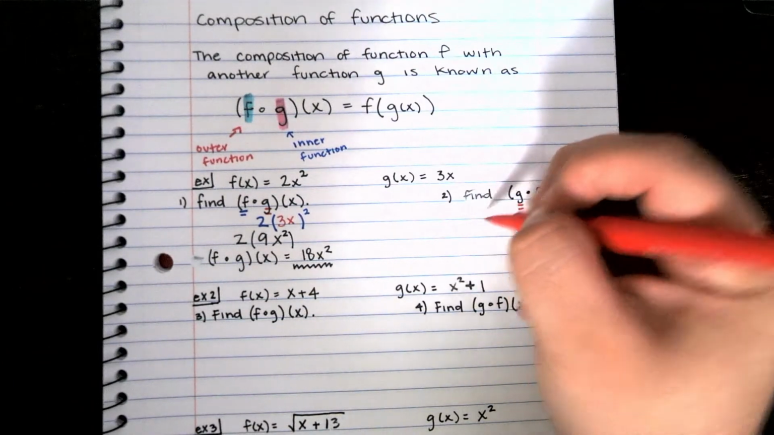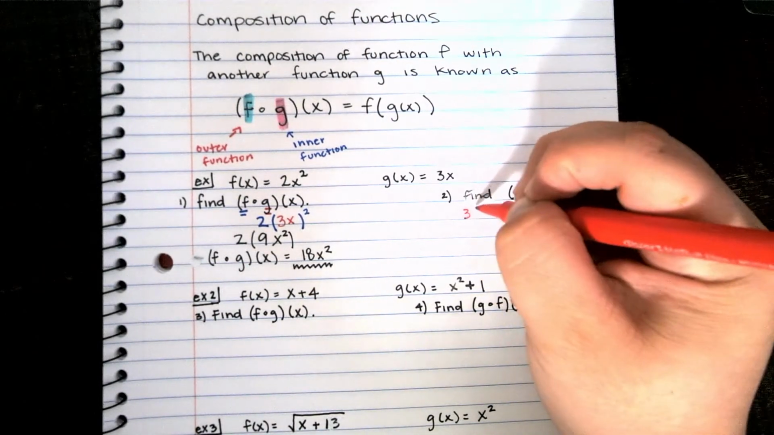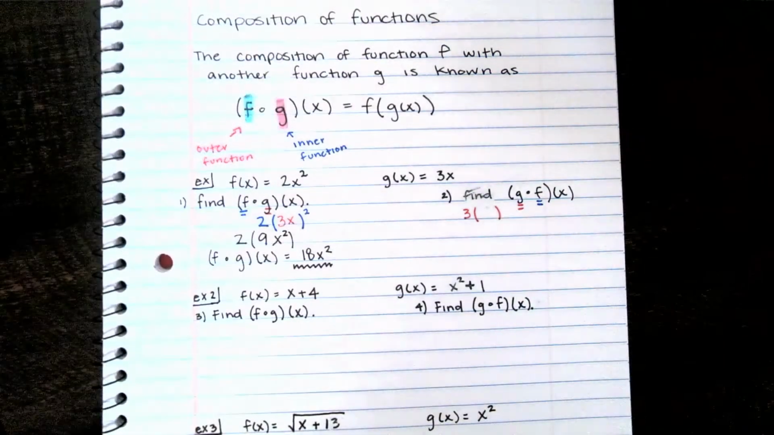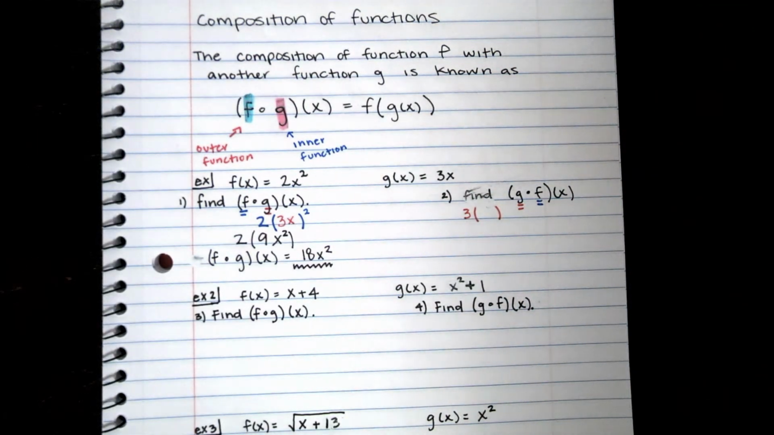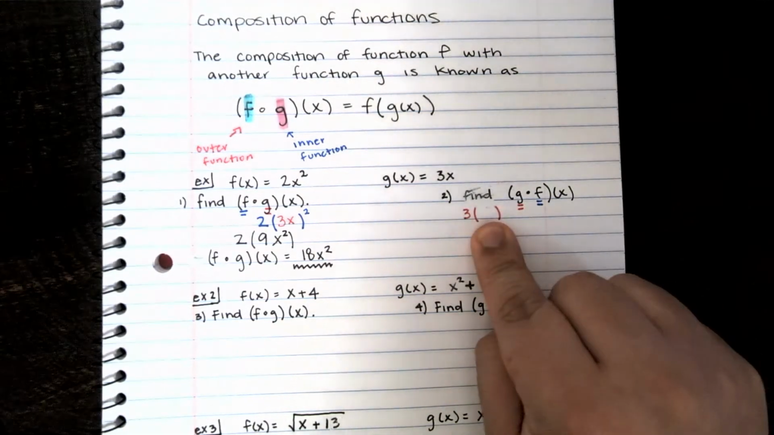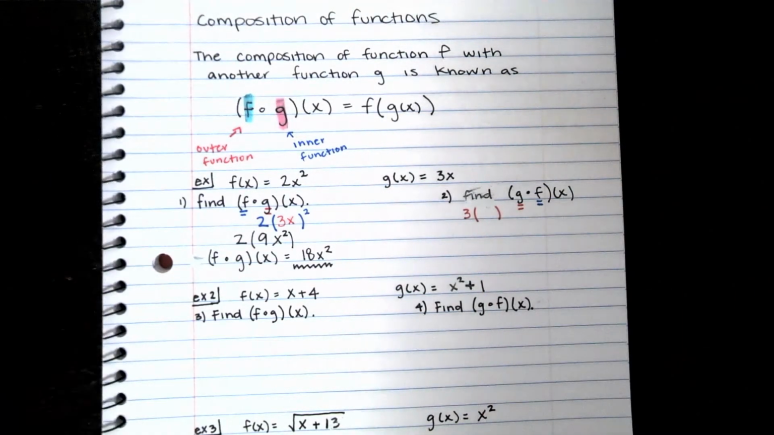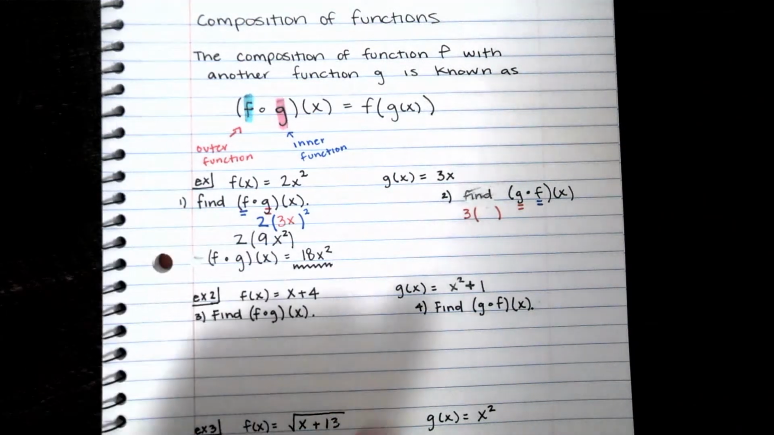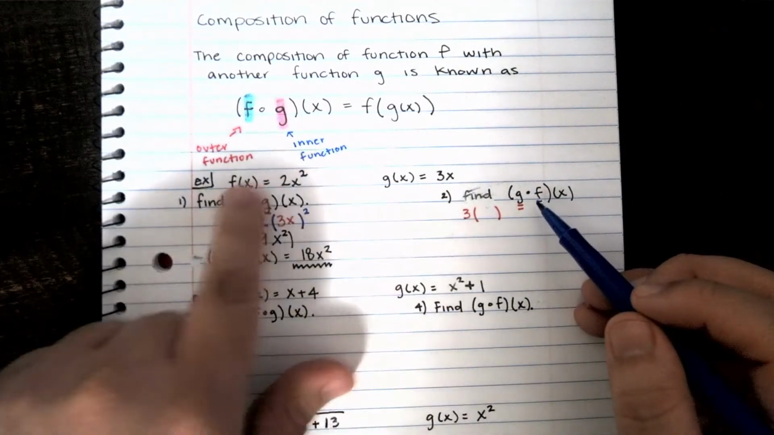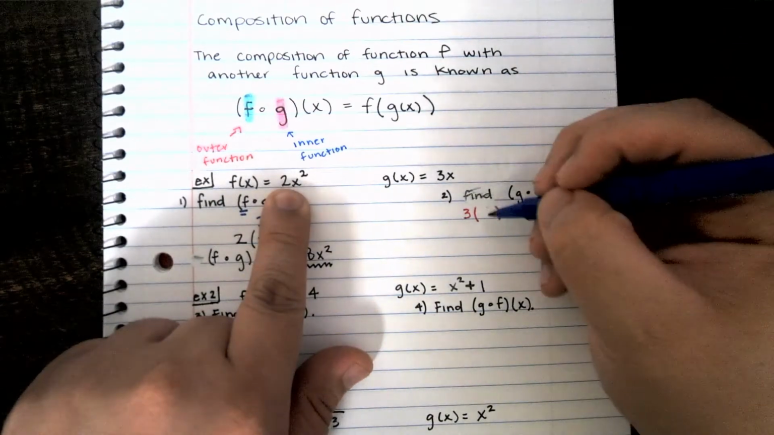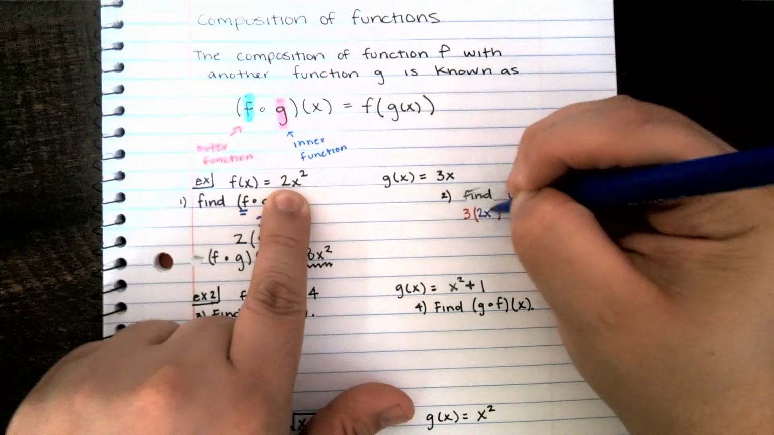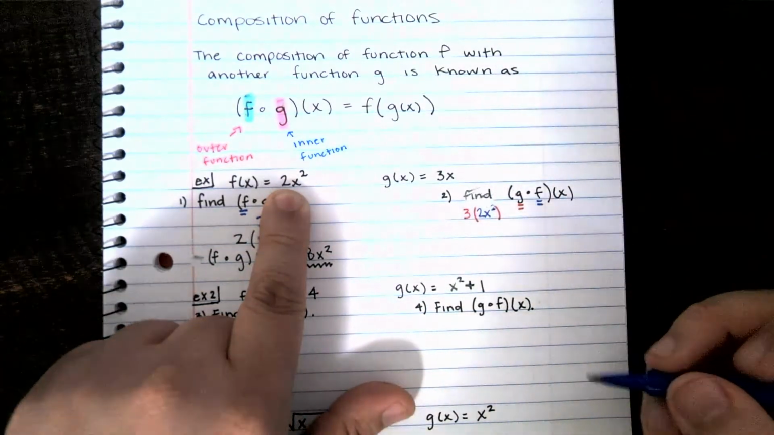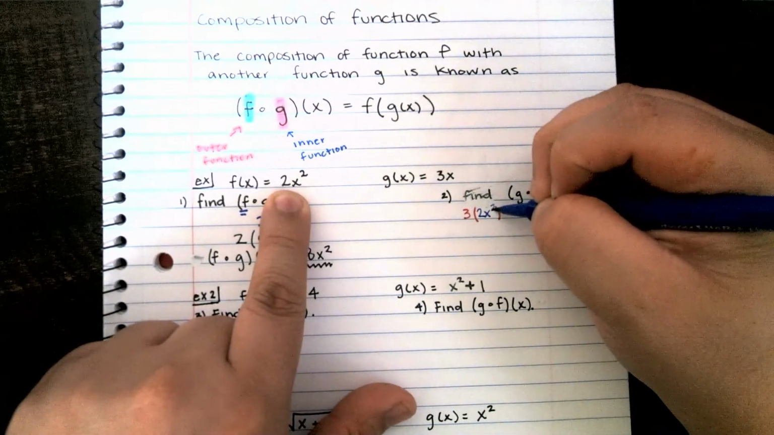So I'm going to write 3, but I'm going to leave a blank for x there because we don't need the x anymore because we're inputting f there. I'm going to put f instead of x there, or whatever the function f is, not a letter f, sorry. Now that gets confusing. So f is 2x squared. So that's what I'm going to put in those parentheses here. So this is 2x squared inside.